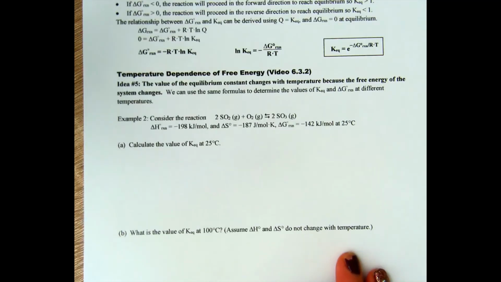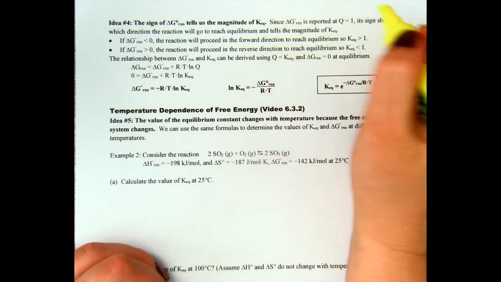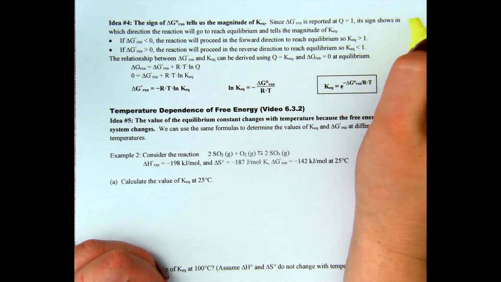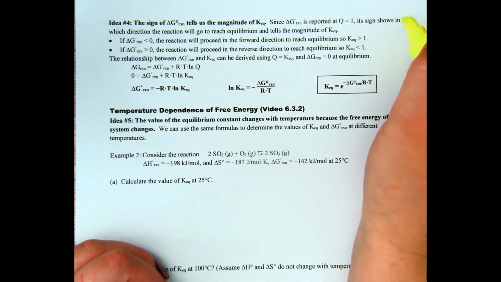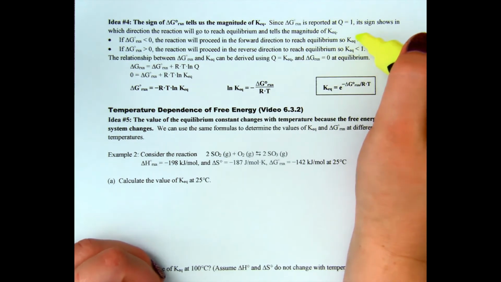Okay, let's go ahead and look at the next part. Idea number 4 states that the sign of delta G reaction tells us the magnitude of KEQ. Since delta G naught reaction is reported at Q equals 1, so remember at standard state, its sign shows in which direction the reaction will go to reach equilibrium, and it tells the magnitude of KEQ.